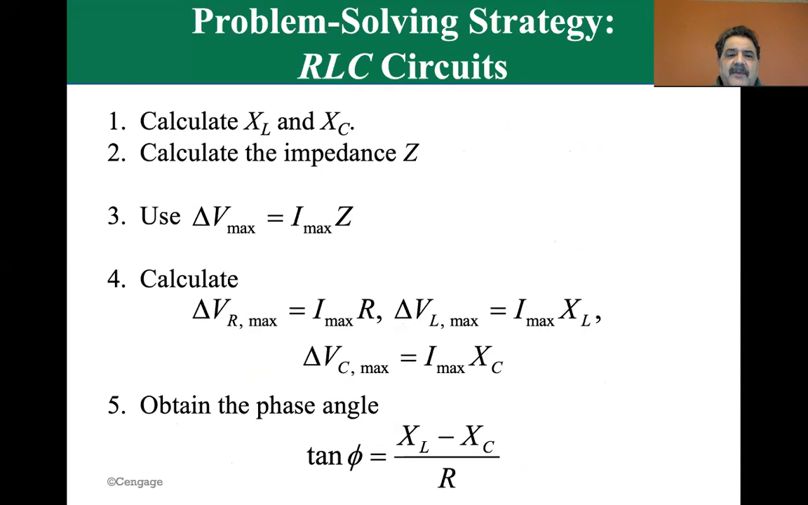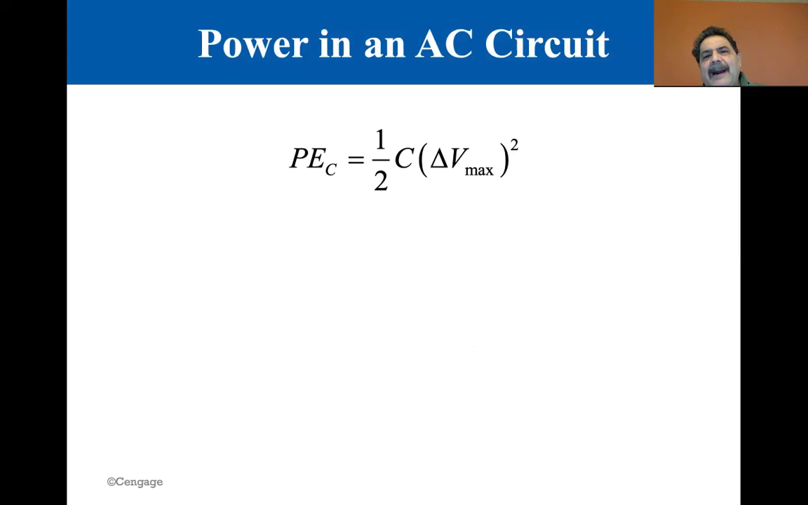Then you use delta V max equals I max times Z. Now, you might have to find the I max by taking delta V max divided by Z. Then you calculate delta V R max with I max times R. Delta V L max equals I max times X sub L. And delta V C max equals I max times X sub C. And you can obtain the phase angle from phi equals the arc tangent of X sub L minus X sub C over R. And that ends this 21.4. Next, we're going to talk about power in an AC circuit.